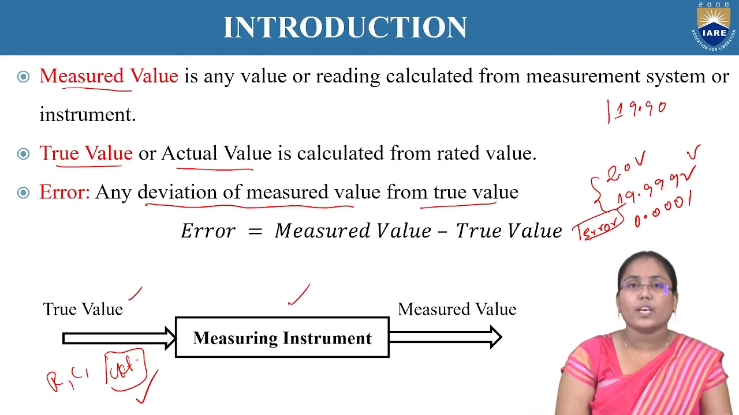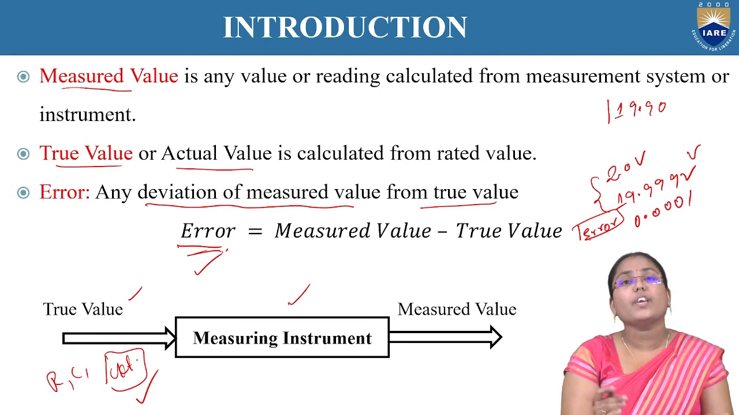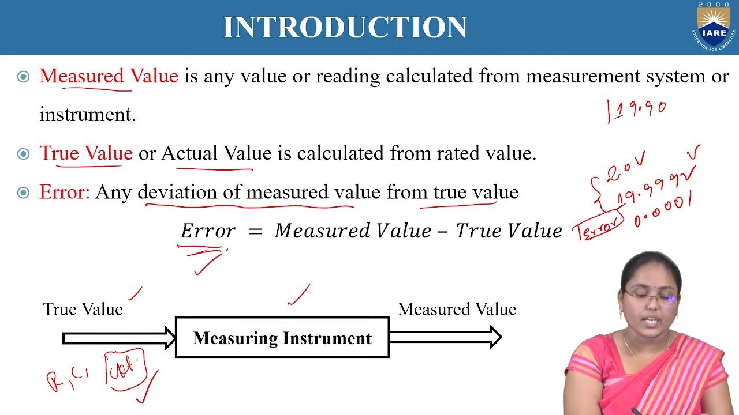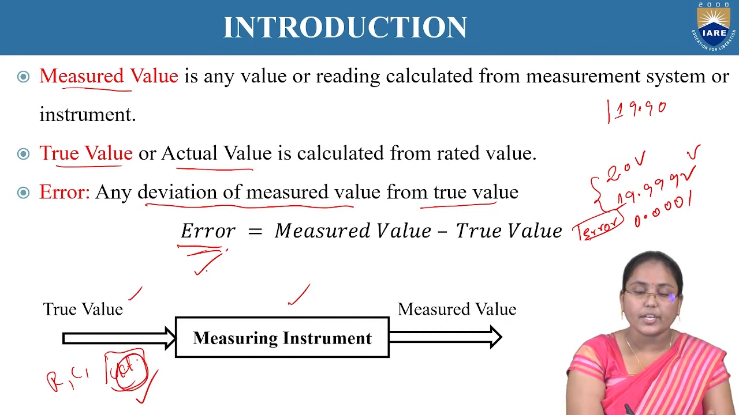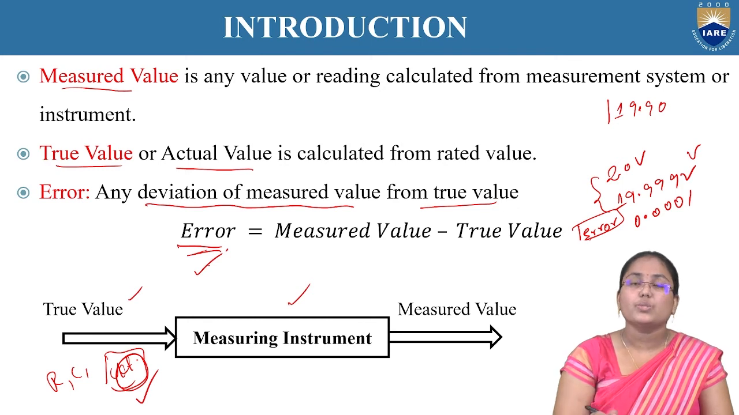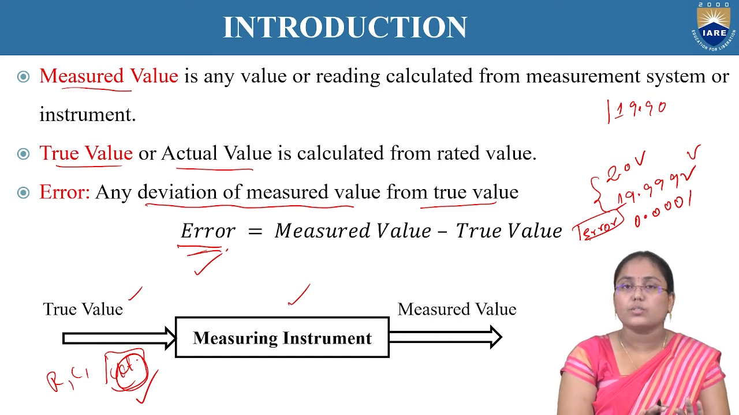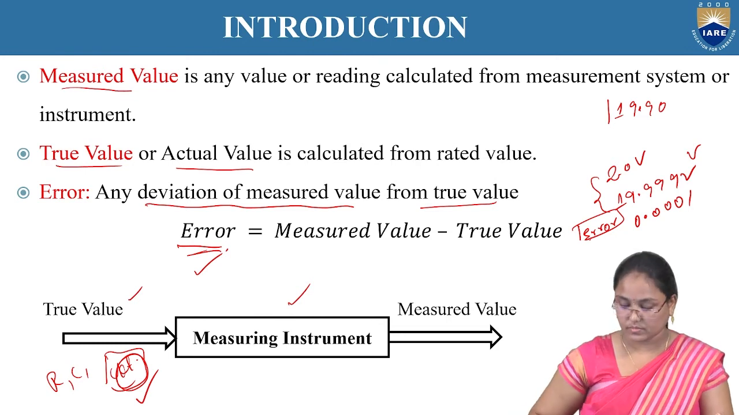In this type of case, we have to measure the error. If the error is measured, then we can take countermeasures and make some changes in the circuit to minimize it. That's why, in the measurement process, taking the measured value and true value and finding the error is very, very important when using an instrument.